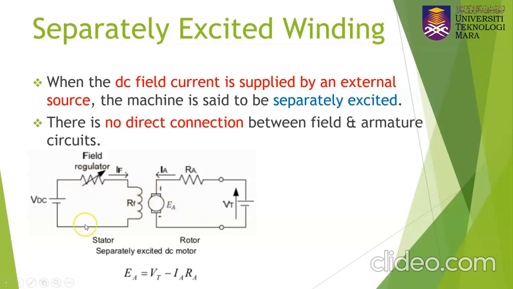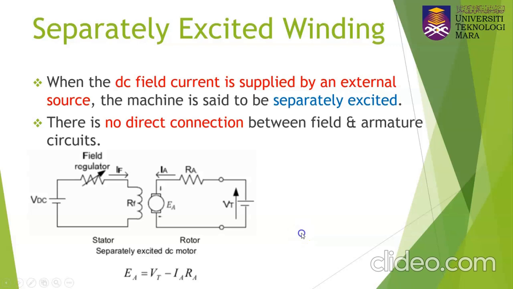For the stator winding, which we can also call the field winding, we connect it to the external DC supply in order to create the magnetic field at the stator. Then at the rotor, we also have a different DC supply. This DC supply is used to generate the electricity in order to move the motor.